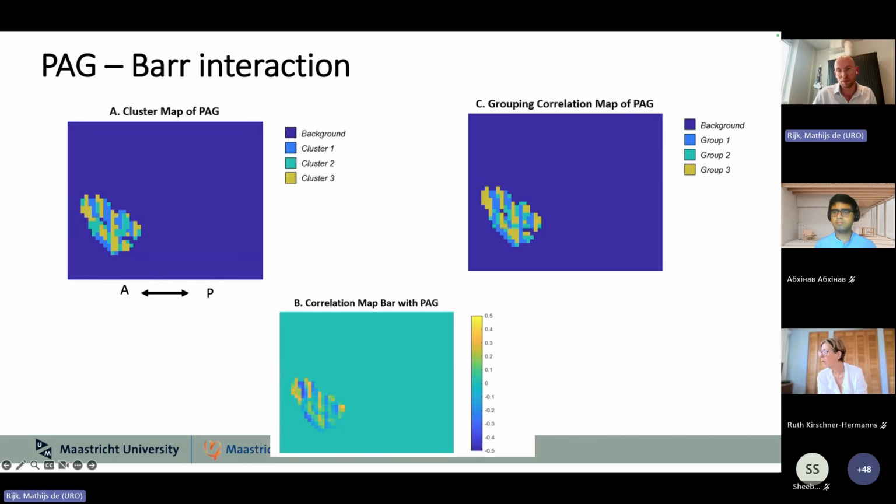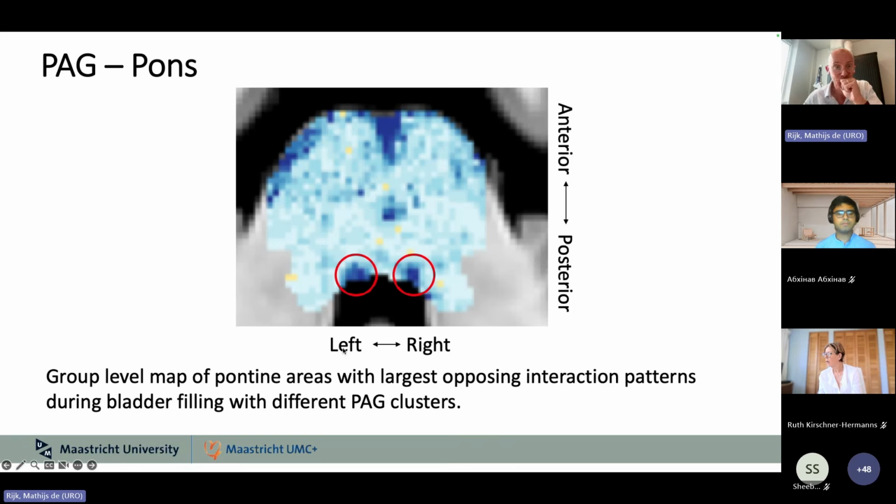So that furthermore confirms that that subdivision that we made of the PAG, or that we can make using the Louvain parcellation algorithm, is a really useful way to start looking at subregions of the periaqueductal gray and their relationship to micturition control. And then we also looked at interaction patterns between the periaqueductal gray and the pons during filling of the bladder. And then we see that the region in the pons corresponding with the location of Barrington's nucleus shows a very strong opposing interaction pattern.